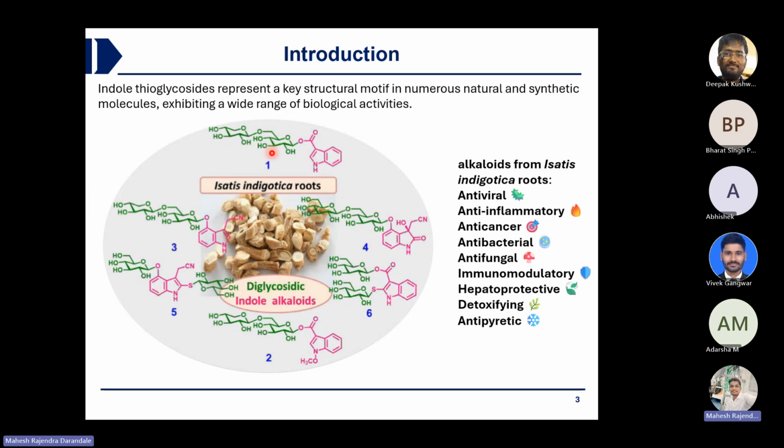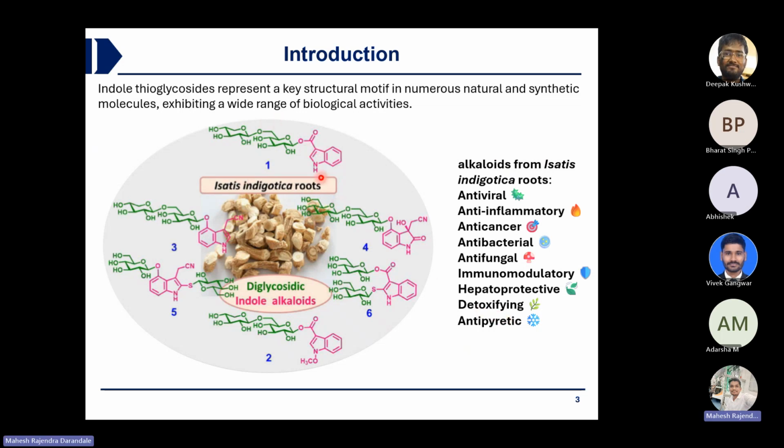These indole thioglycosides represent a key structural motif in numerous natural and synthetic molecules exhibiting a wide range of biological activities. This kind of alkaloid shows antiviral, anti-inflammatory, anti-cancer, antibacterial, antifungal, immunomodulatory, hepatoprotective, detoxifying, and antipyretic activities. So today we are discussing the indole thioglycoside representatives.